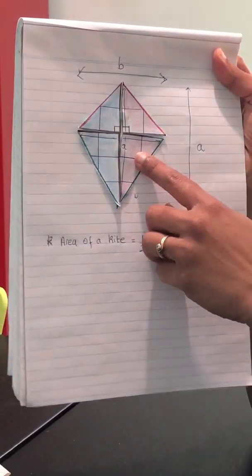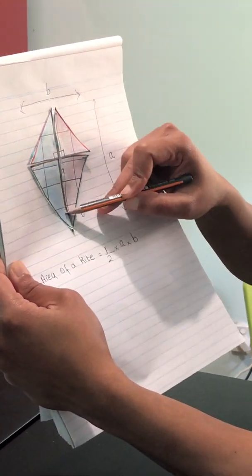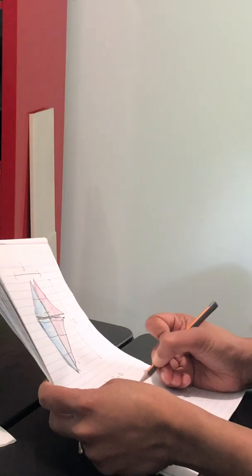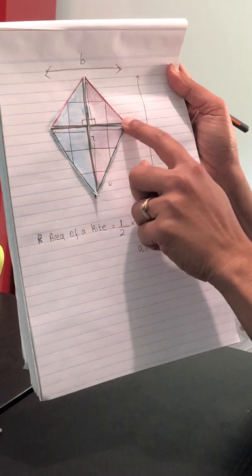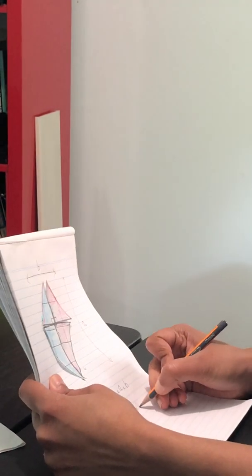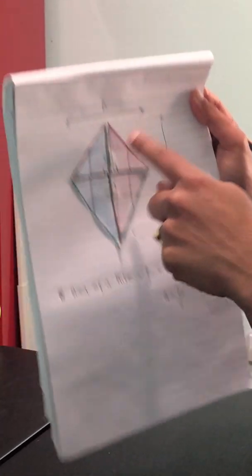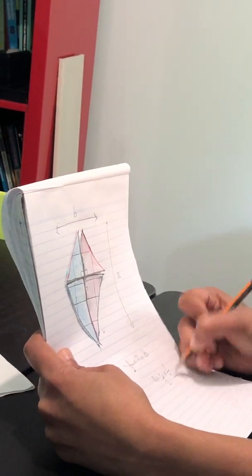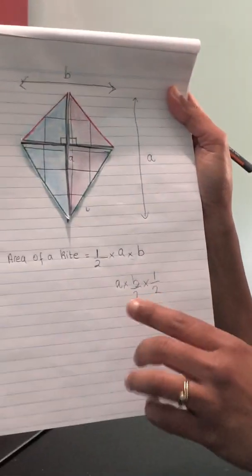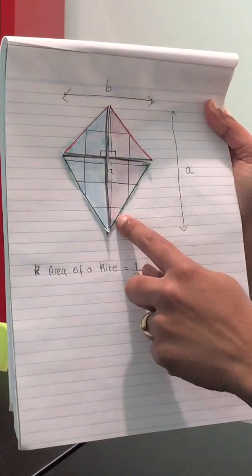So let's find the area of the pink triangle. When we look at the pink triangle, we know it's got a base of A and a height which is only half of B, because these two triangles are congruent. So B over 2. And then to figure out the area of a triangle, we still have to multiply by 1/2, as we have learned from our previous clip. So this is the area of the pink triangle.